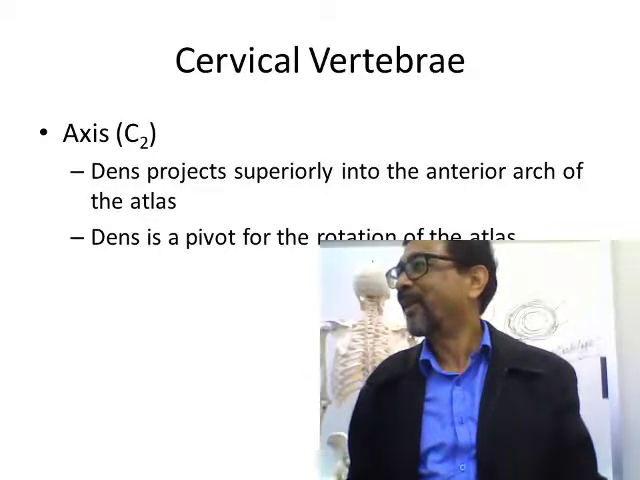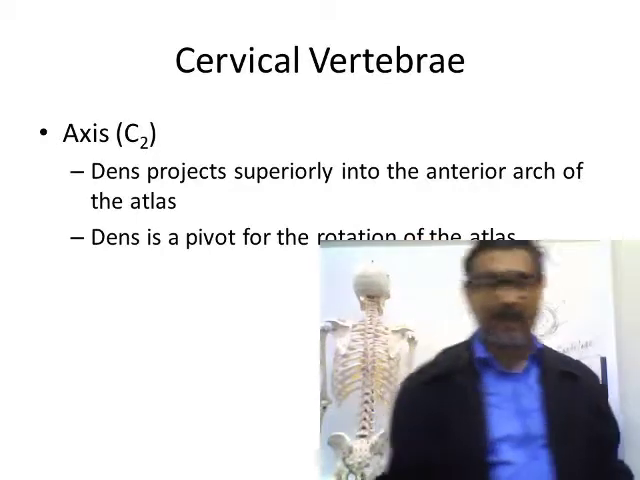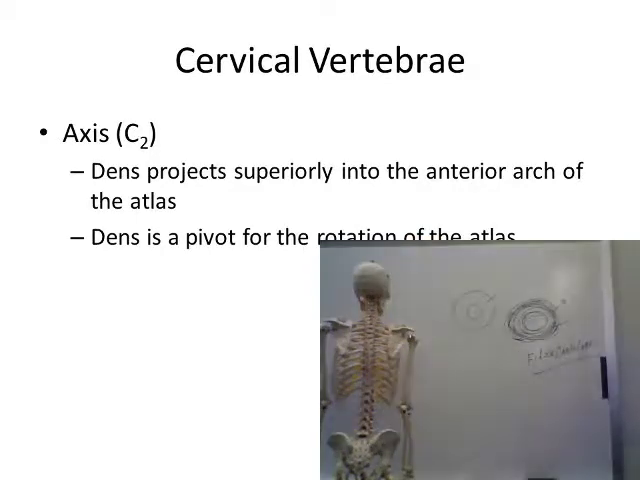So which two vertebrae are atypical? C1 and C2, atlas and axis. Okay. So we'll stop here.